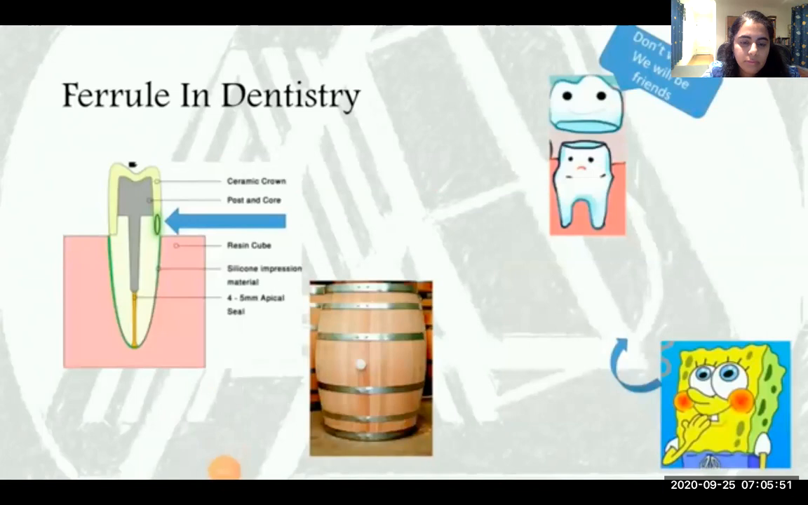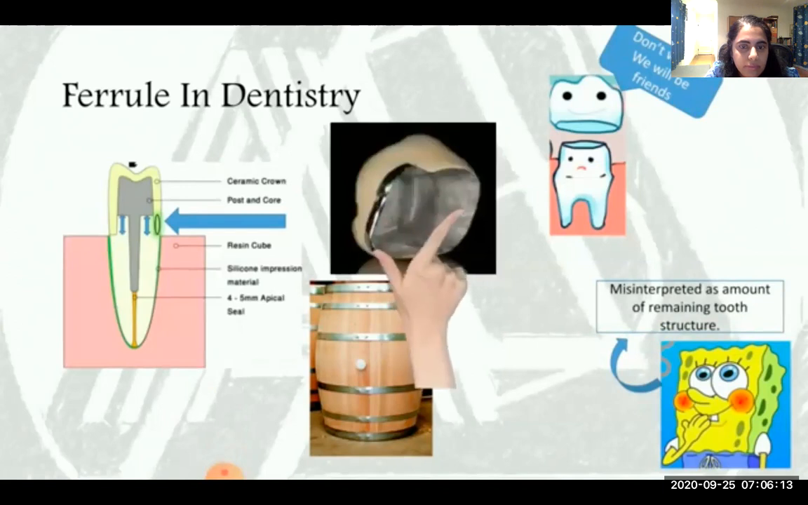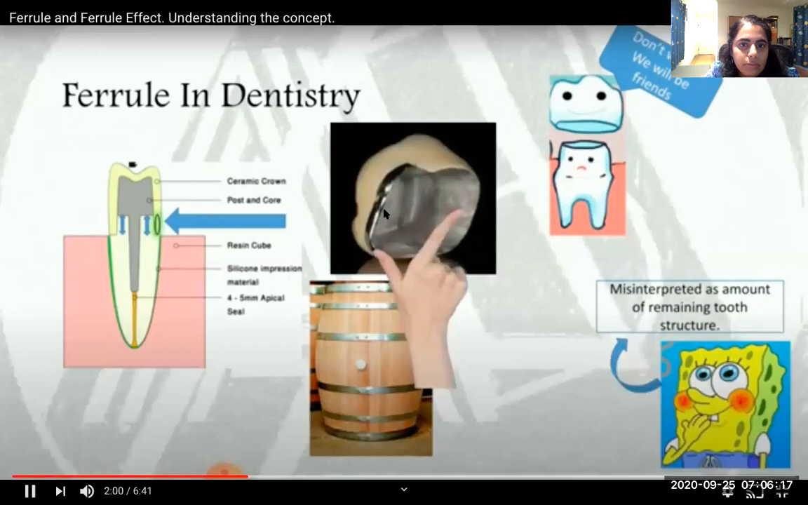So ferrule in the earlier days was misinterpreted as the amount of remaining tooth structure. So if we see the first figure, this is the remaining or residual tooth structure after the preparation. In the earlier concepts, this tooth structure was considered as ferrule, but this is not the case. The intaglio surface of the crown would always be in contact with the residual tooth structure.